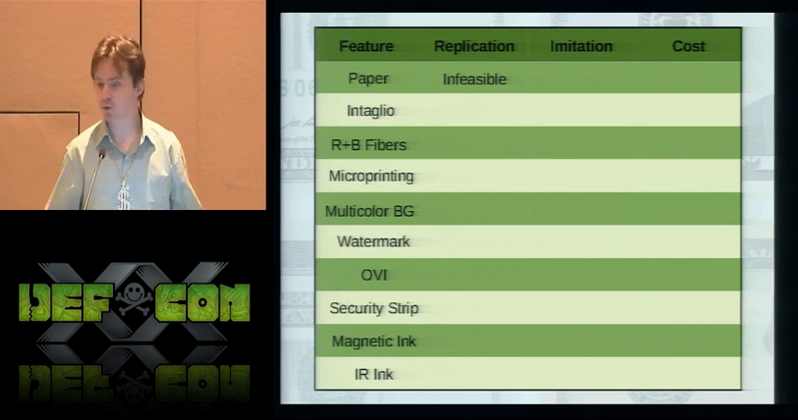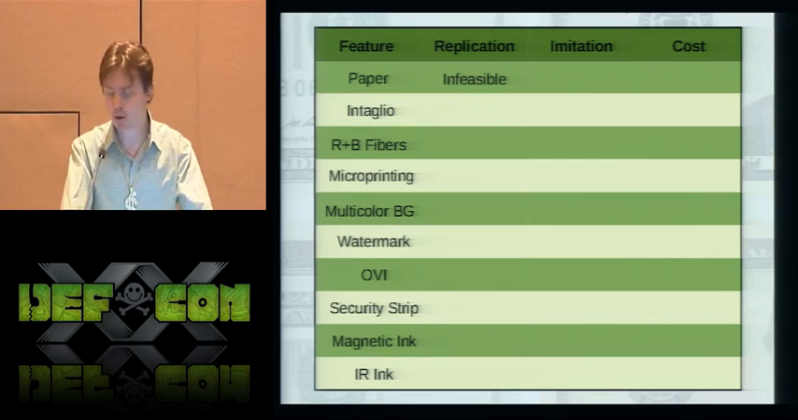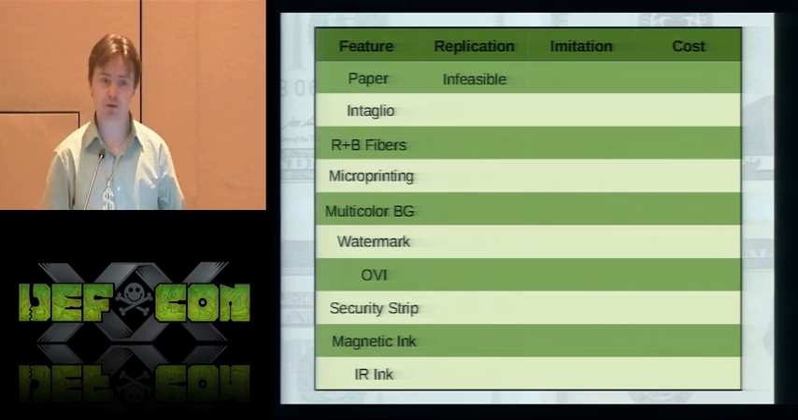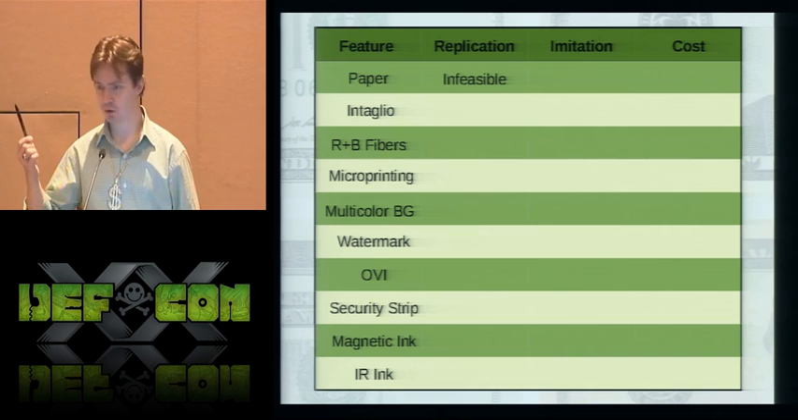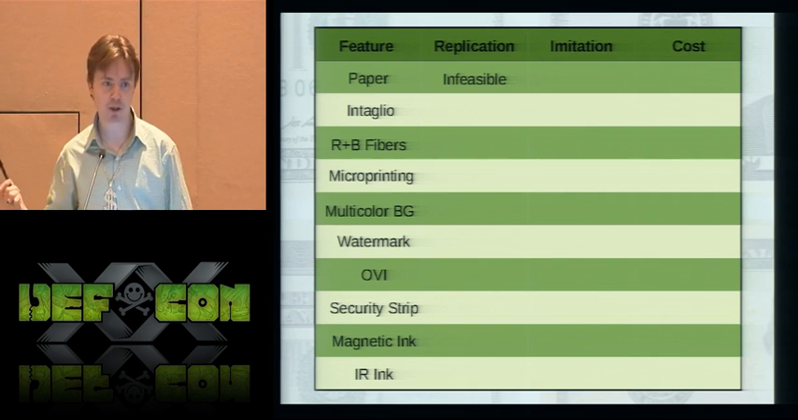So for imitation, we have to be concerned with two major tests of the paper. First, the counterfeit pen, and second is the feel of the paper. So the way the counterfeit pen works is that it draws yellow on genuine currency and draws black on fake currency.